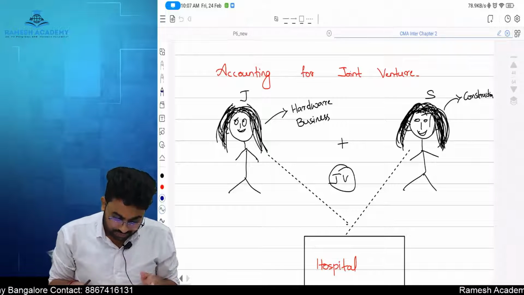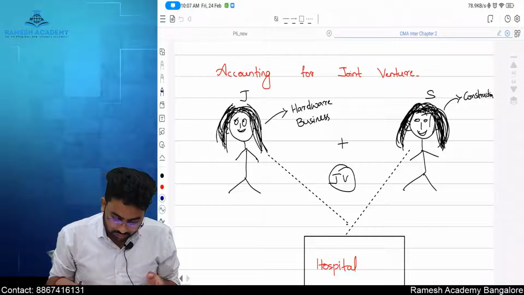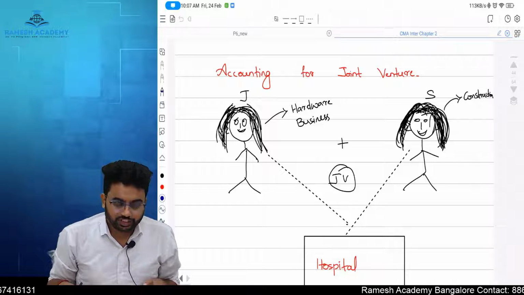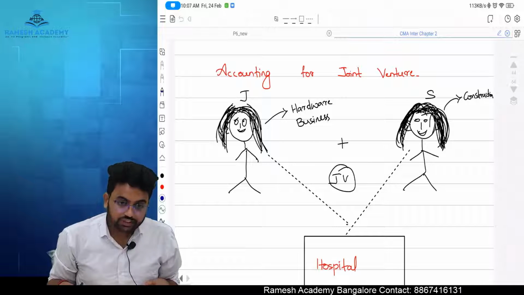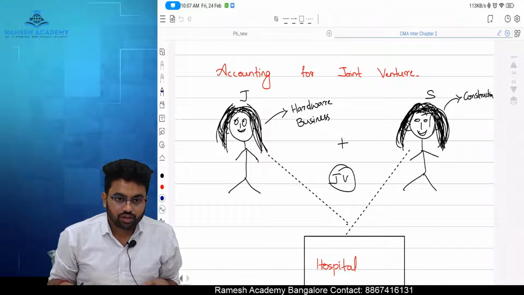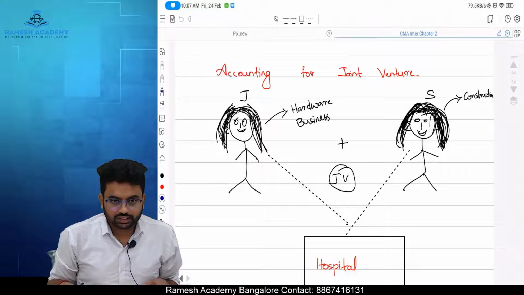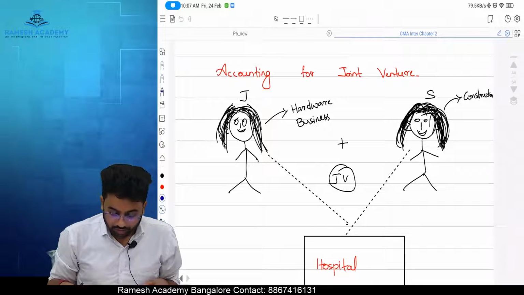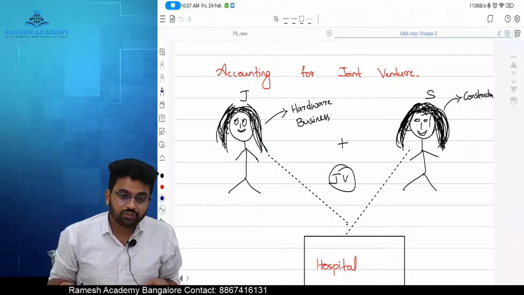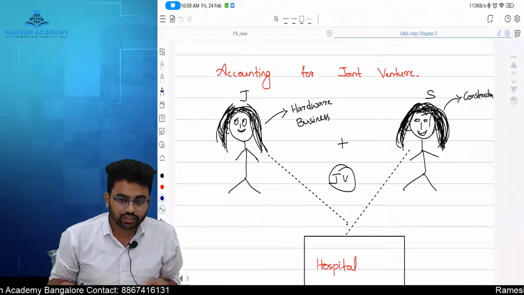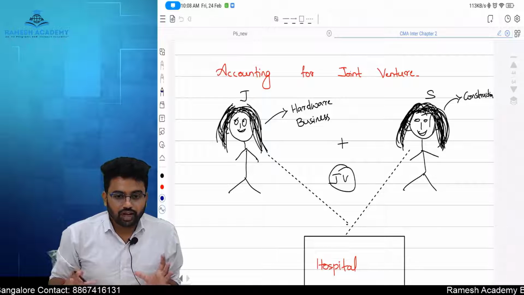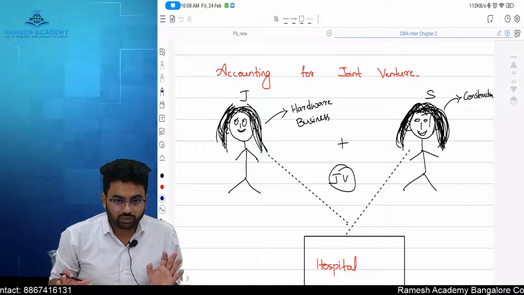Hello. Now we are starting with the revision of joint venture, that is accounting for joint venture. First we have to understand what is the meaning of joint venture, how it is different from other businesses, how it's different from consignment. Basically in consignment, one party sends goods to the other party and the other party has to sell on behalf of the first party, whereas in other businesses they will sell on their own.